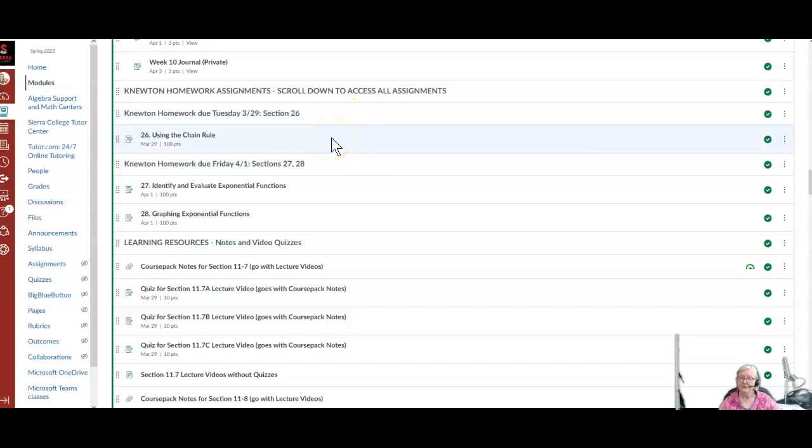So the chain rule is the last rule that we use, one of the most challenging. So I made this the only homework assignment due on this day to try to give you plenty of time to work on it because it's really going to take some practice. And then on Friday, we start into exponential functions. These 2 assignments are algebra review.